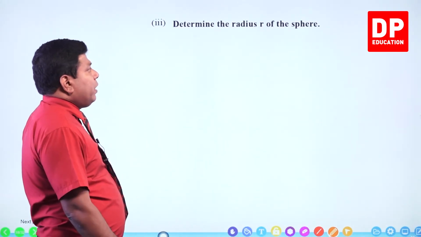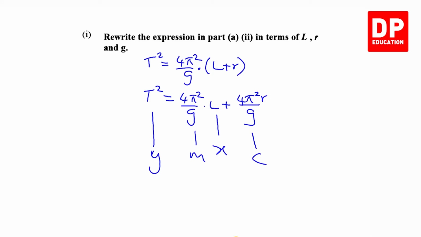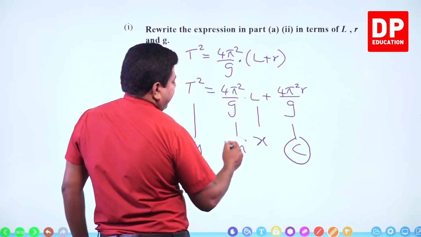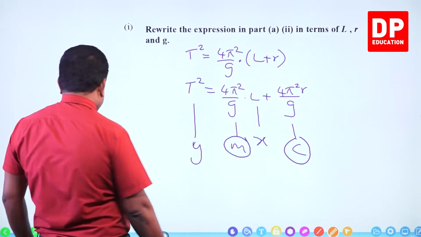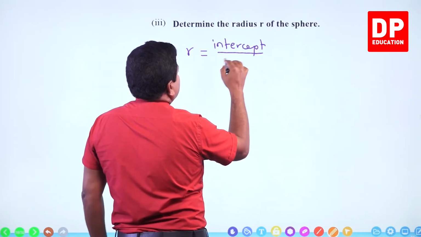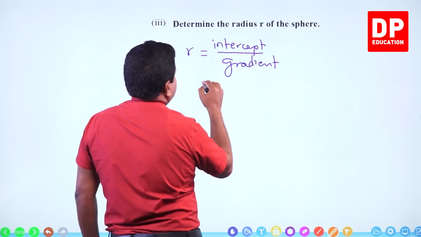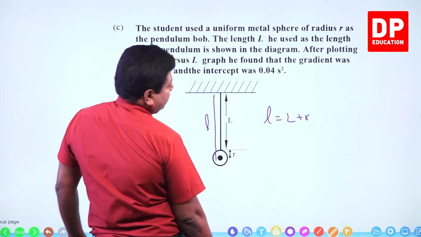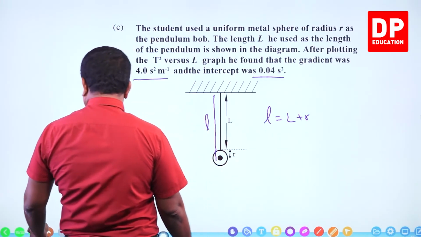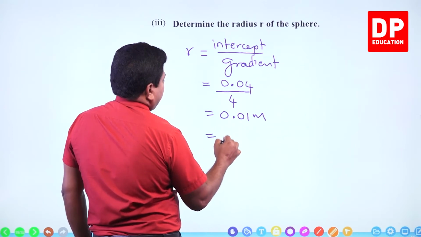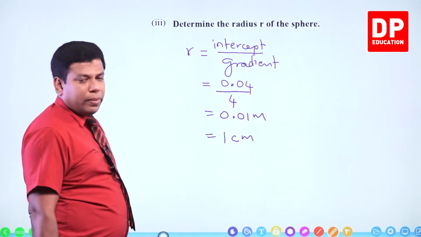Next, determine the radius R of the sphere. R is going to be, look at this. See, here you have 4 pi squared over G, here you have 4 pi squared over G into R, right? So take the intercept divided by gradient, you will have only R. Intercept by gradient. R is going to be intercept by gradient. Intercept they have given 0.04, isn't it? Gradient is 4. You get 0.01 meter, which is 1 centimeter.